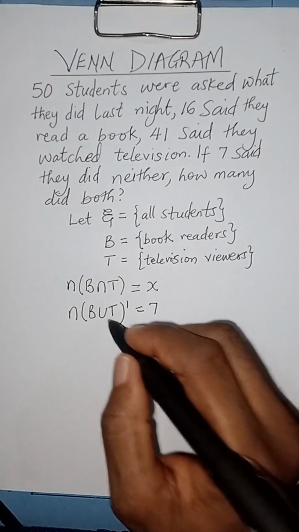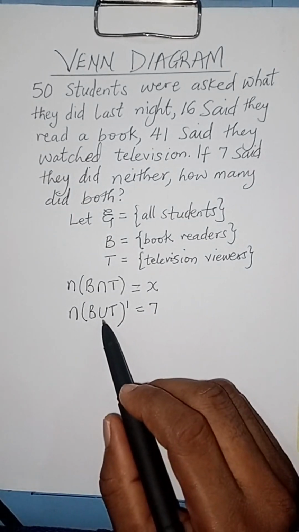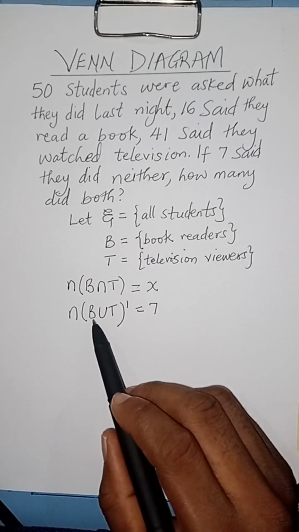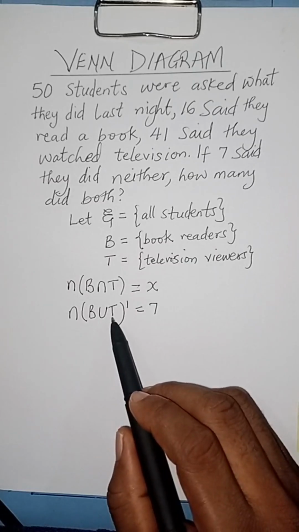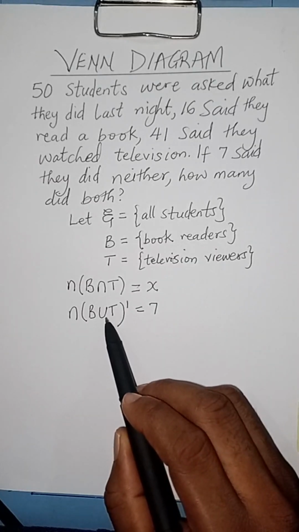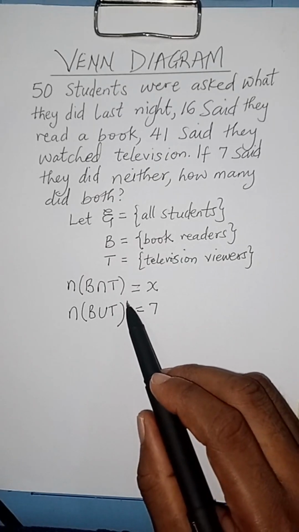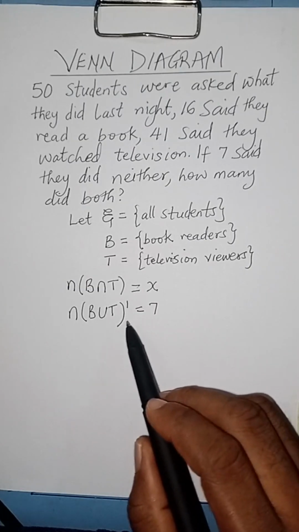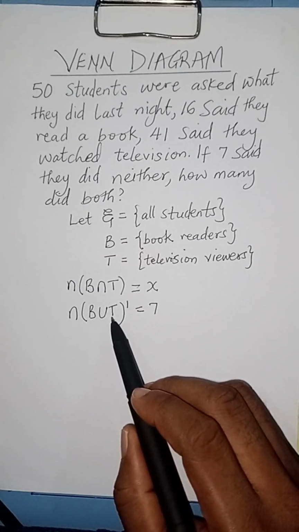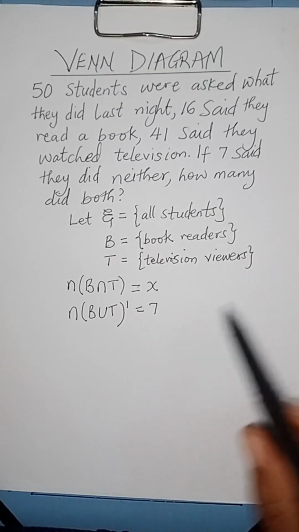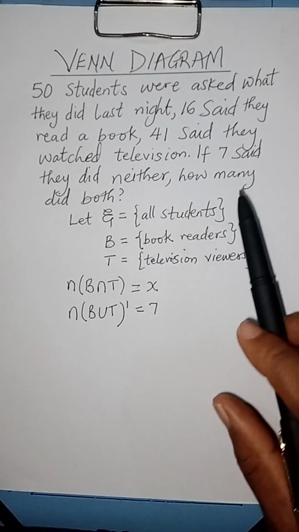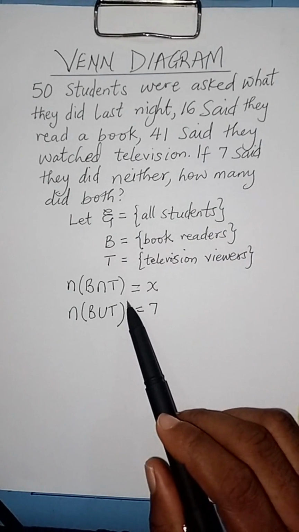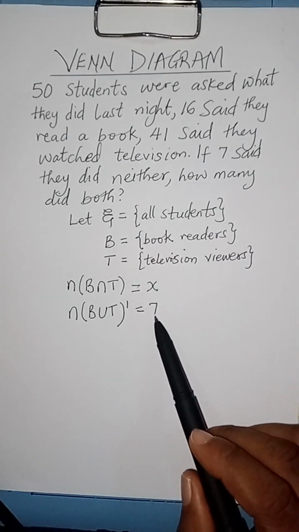It is 7. Now remember, this symbol is union. So B union T means those that read a book and those that watch television, all together. The prime tells you that those who did not read a book or did not watch television, and that's 7. Because the question said if 7 said they did neither, so they did not read a book, they did not watch television, you represent it with this prime, and it is equal to 7.